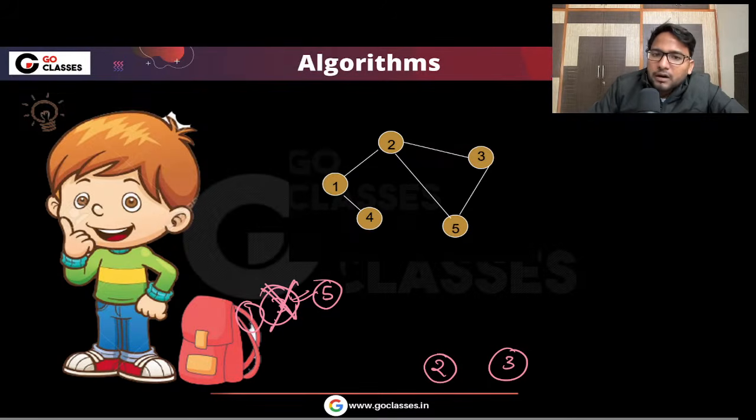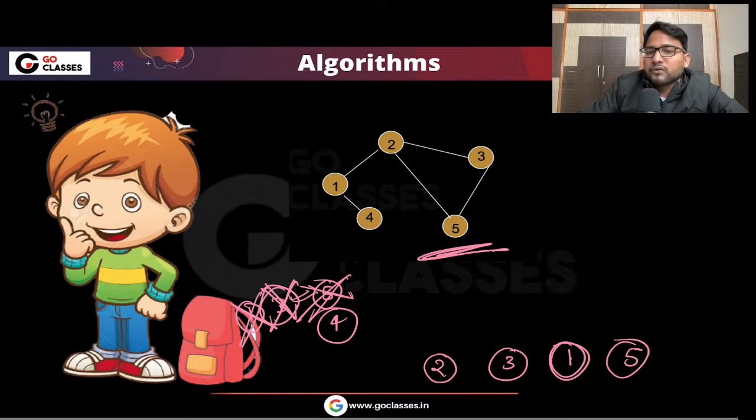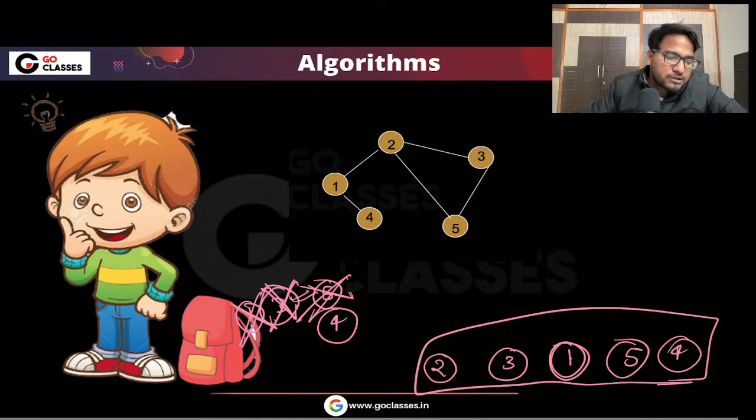Then you can again pick anything. Let's suppose now you are maybe picking 1, or 5, it doesn't matter. Now you will remove this one and put all its neighbors. Maybe 4 you are putting, right? Now you pick any node. Maybe 5 you are picking, and you say, okay, now I will remove this 5 and put its neighbors. There is no unvisited neighbor, so that's okay. This 4 is okay, right? So this could be one of the traversals.